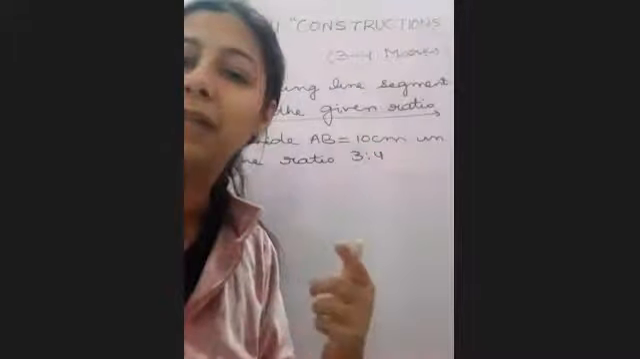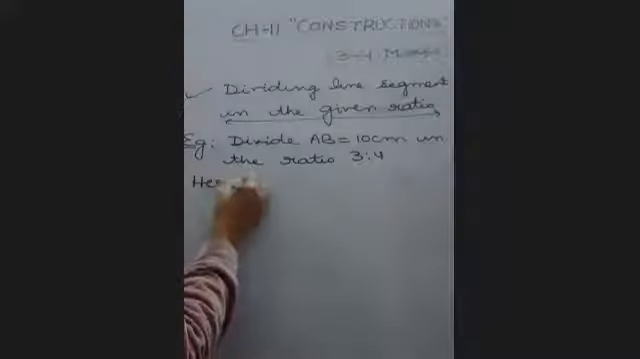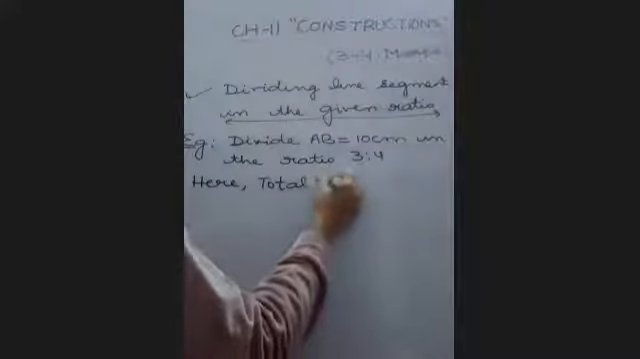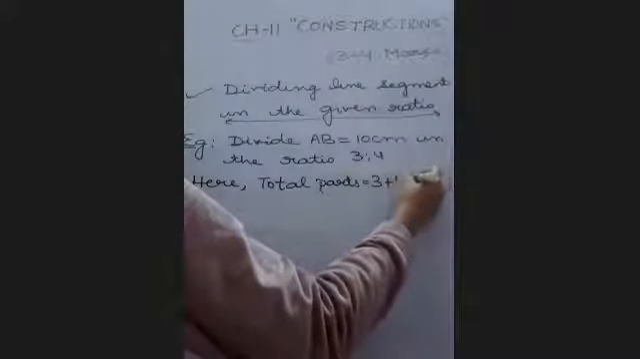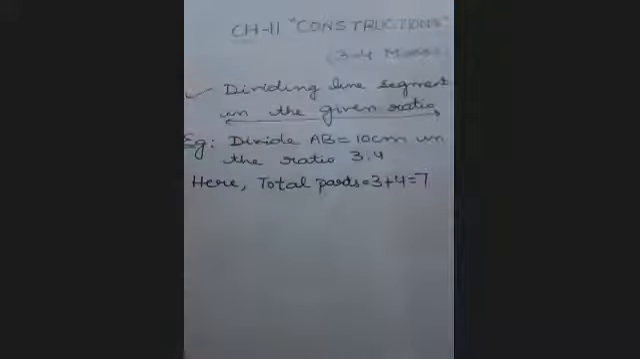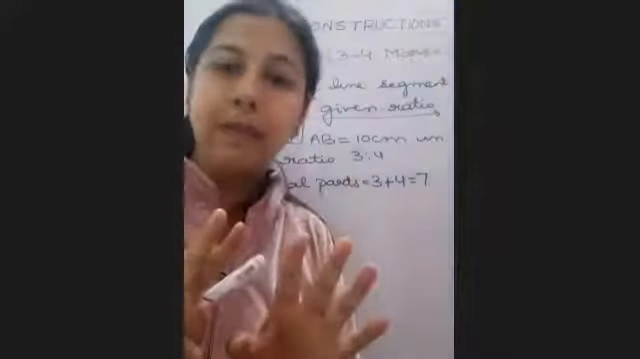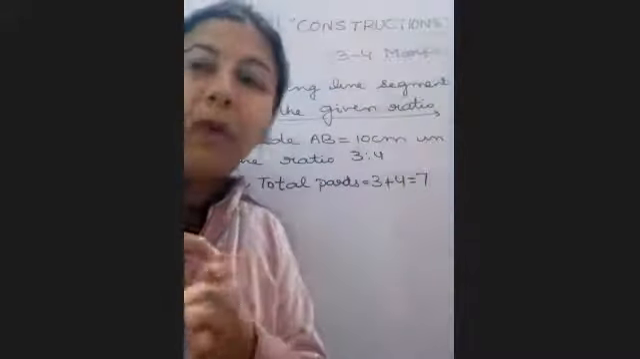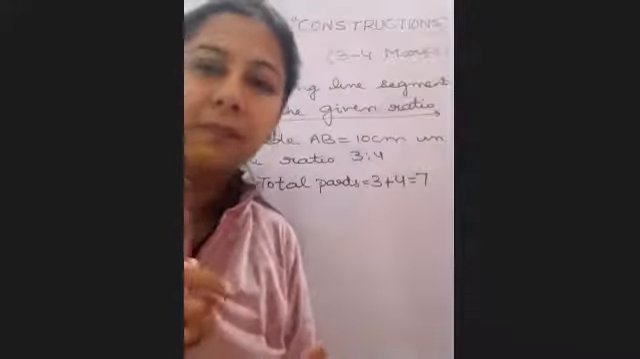So how many total parts are there? 7 parts. So here, total parts. That means we need to divide the given line segment into 7 parts, right? And out of those 7 parts, 3 parts will be on the one side and 4 parts will be on the other side, beta. Right?